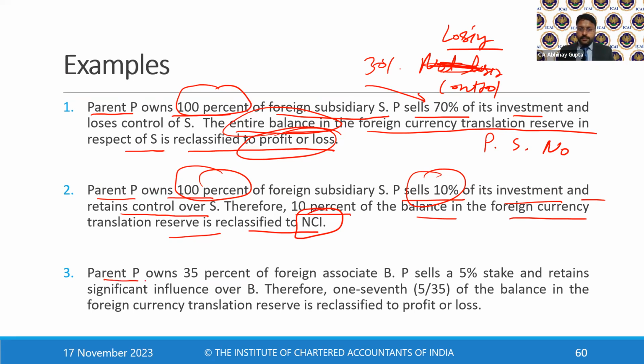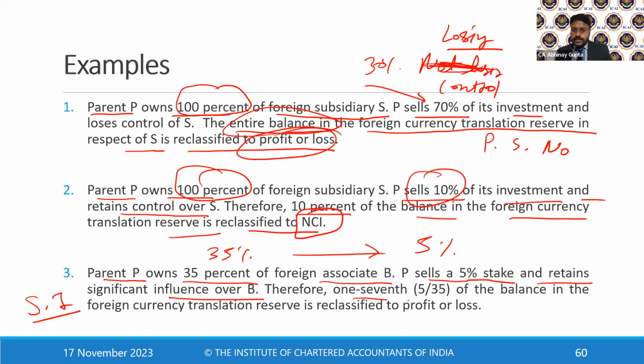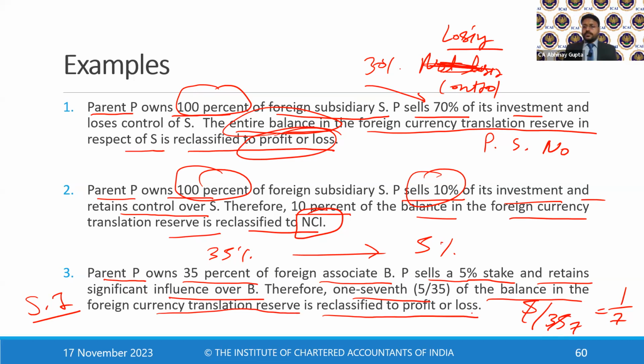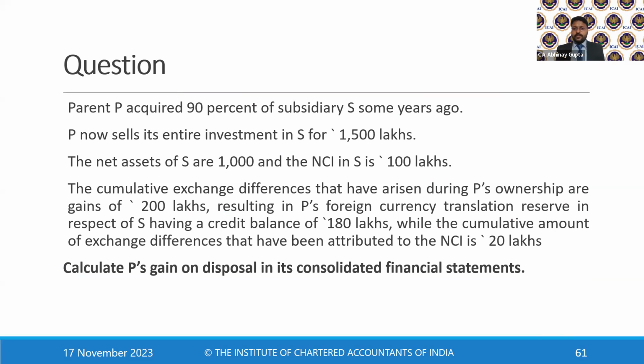Now, third scenario, parent P owns 35% of the foreign associate B. P sells a 5% stake. So we have 35%, we are selling 5%, and P retains significant influence over B. So SI is retained, right? Therefore, 1/7, that is 5% divided by 35%, of the balance in the foreign currency translation reserve will be reclassified to the P&L, right? So we will reclassify the proportionate share.